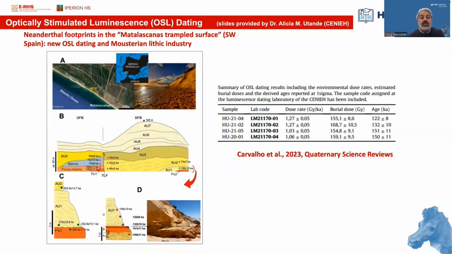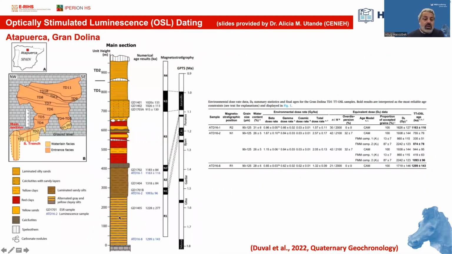Alicia Utande, 2023, just published in Quaternary Science Reviews: the Neanderthal footprints in the Matalascañas trampled surface in the southwest of Spain. There was some previous OSL dating, and now they did some more OSL dating. Here you can see the cross section, and the blue ones are the dated zones using the CENIEH OSL facility.